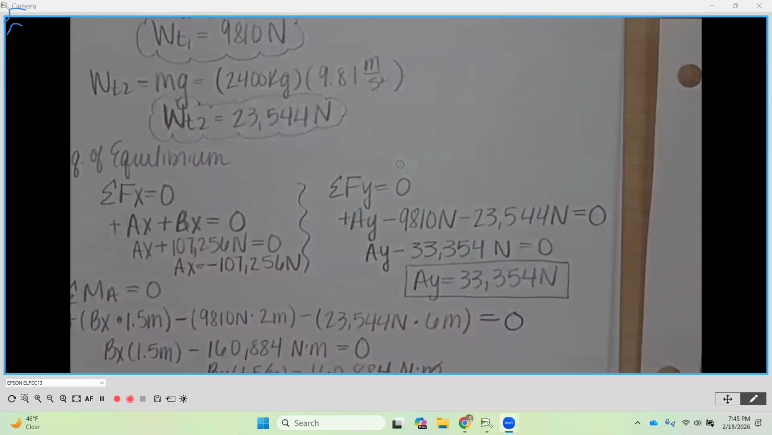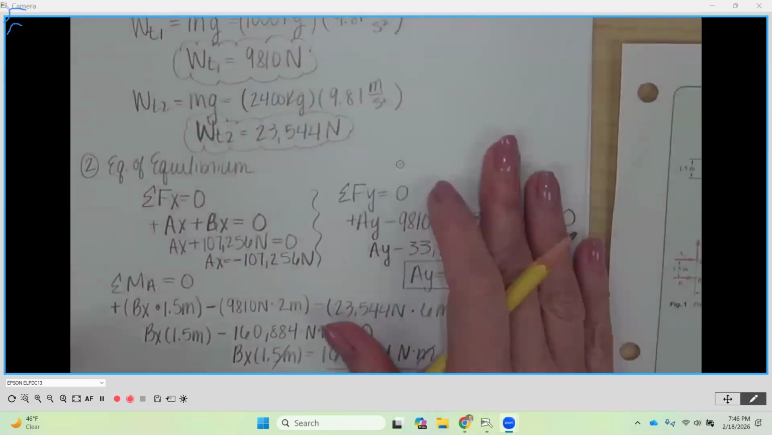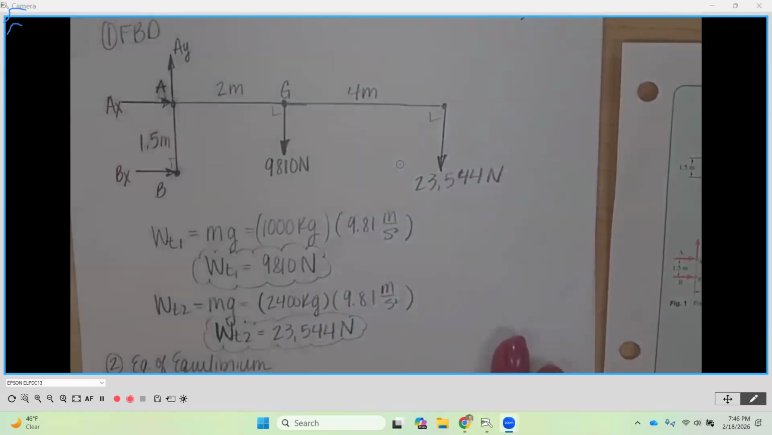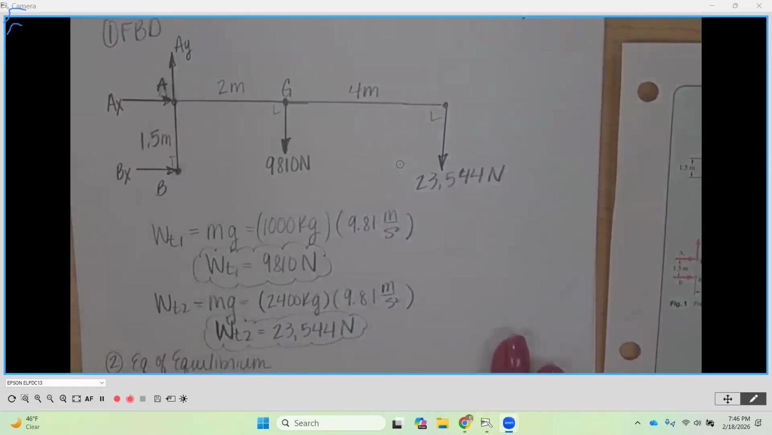There it is. The answer is not wrong. The magnitude is correct. All it means is, remember how we assumed a positive direction of Ax? That wasn't right. It's not going to go to the right. It's supposed to go the exact opposite. It's going to go to the left.